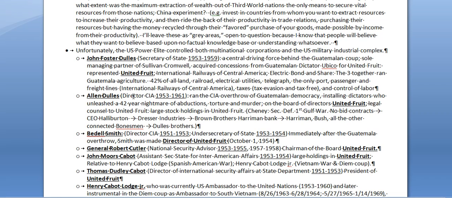Allen Dulles. So he's working for a law firm which supports United Fruit. Allen Dulles, director of CIA, 53 to 61, during the Guatemala coup. Ran the CIA overthrow of the Guatemala democracy, installing dictators who unleashed a 42-year nightmare of abductions, torture, and murder. I mean, it was crazy bad in Guatemala. We created that. We overthrew the democracy, installed these bastard dictators.